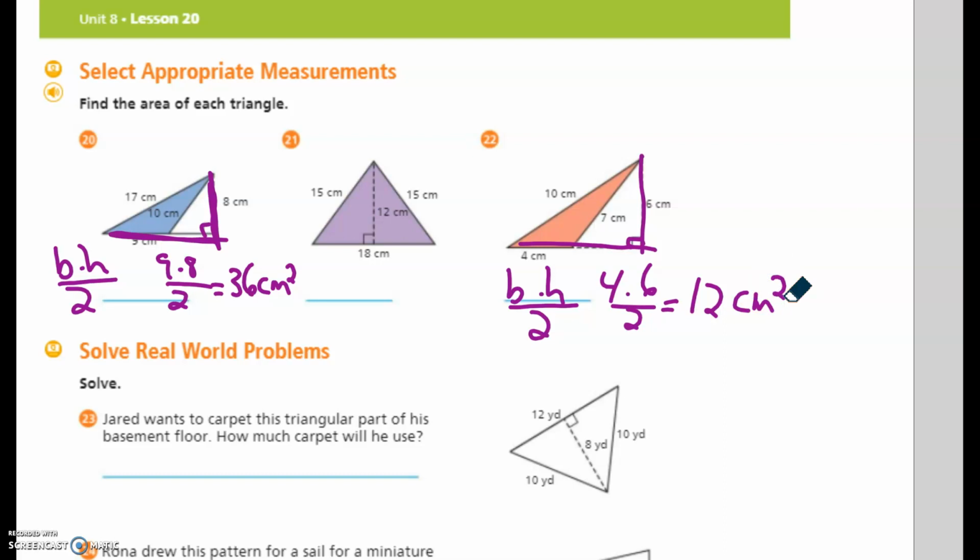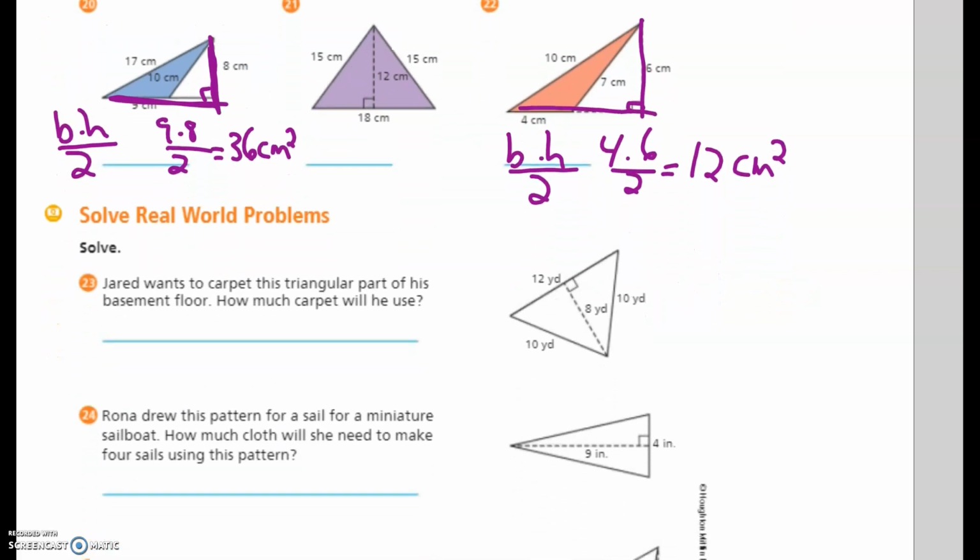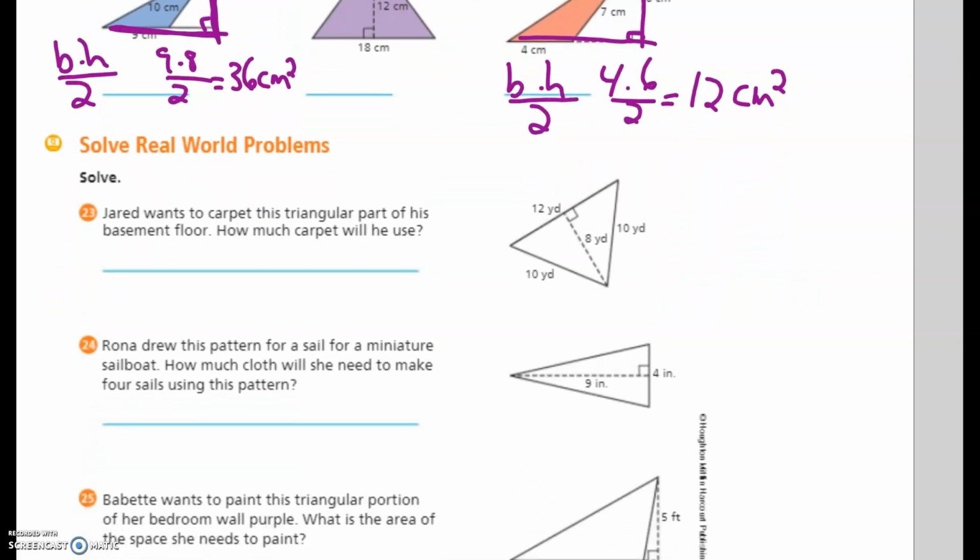All right, so let's try a couple real-world problems. It isn't very often in real life that you have something that's shaped like a triangle. Here's one with a sail. Let's do that one. My brother Tom actually made a sailboat in his garage. It was beautiful. I don't know that he sewed the sail, but you could sew a sail. Anyhow, Rona drew this pattern for a sail for a mini sailboat. How much cloth will she need to make 4 sails using this pattern?